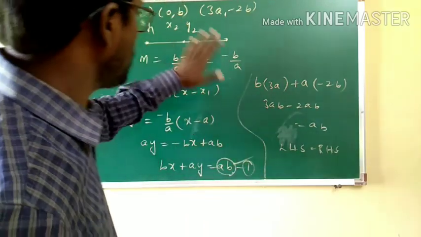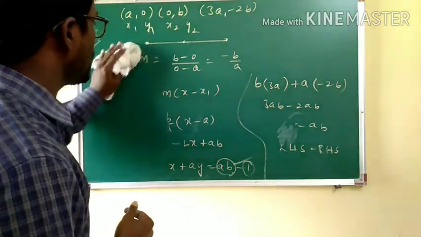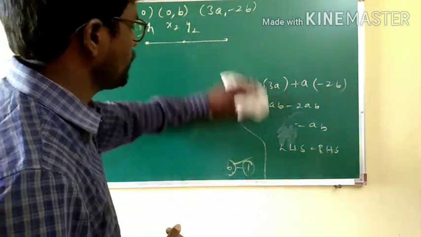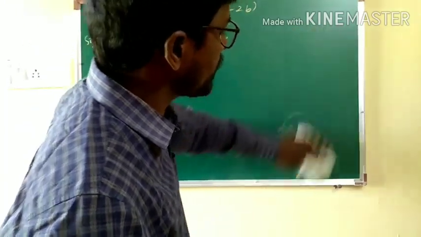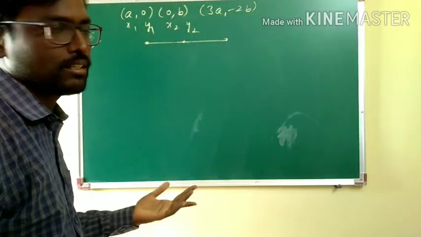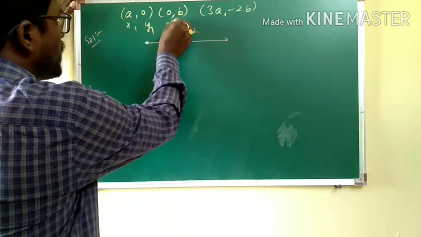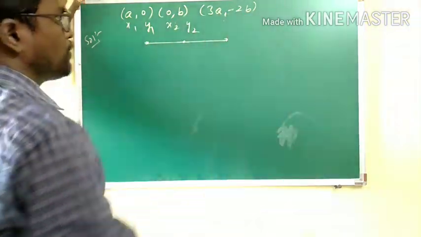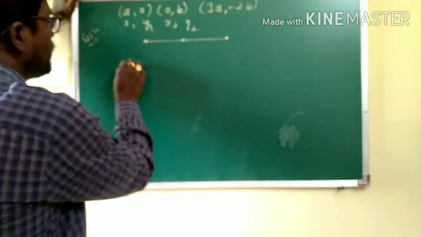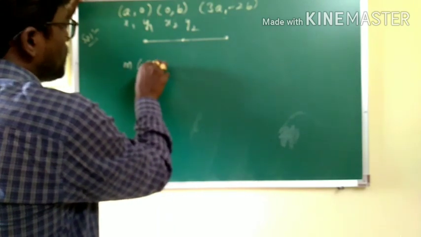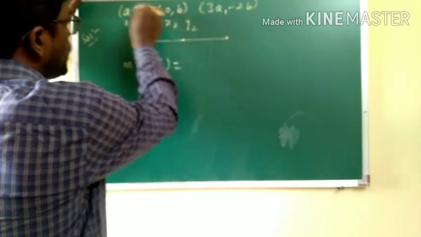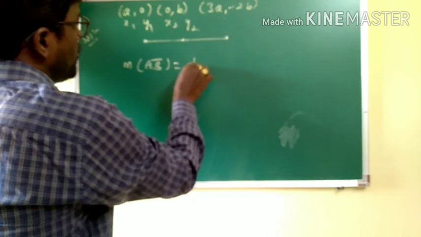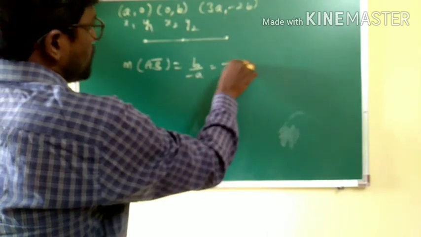This is one method. Okay, suppose you are not required to find out the line equation, then give the priority to the next method. What is that? Find the slope of AB and also find the slope of BC and prove that those slopes are equal. M of AB, means slope of AB, is equal to y2 minus y1 by x2 minus x1. B minus A, that is minus B by A.